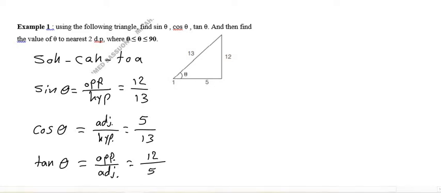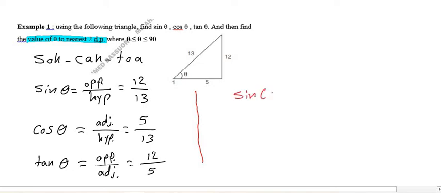Let's move to the second required. Here, we need to find out the value of theta to the nearest two decimals. Using any of these trig ratios, let's say for example, I know that sine theta equals 12 over 13, and you need to find the value of theta, you need to apply the inverse function. So theta equals the inverse sine of 12 over 13.